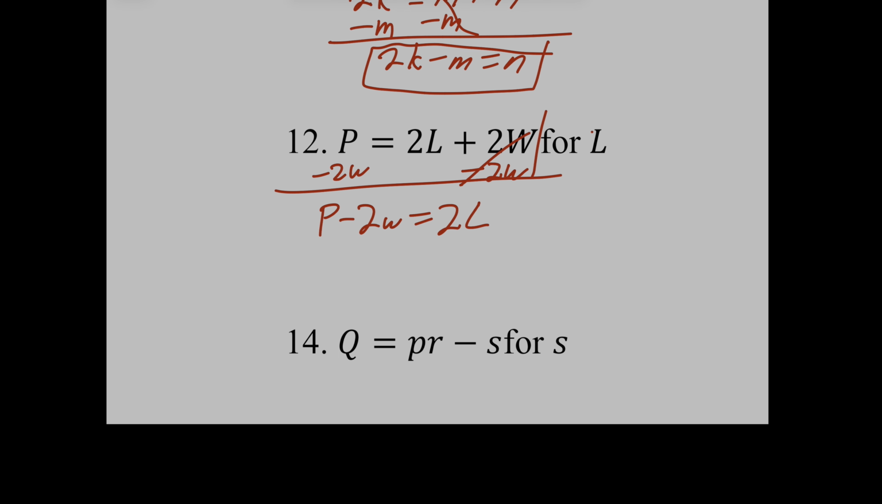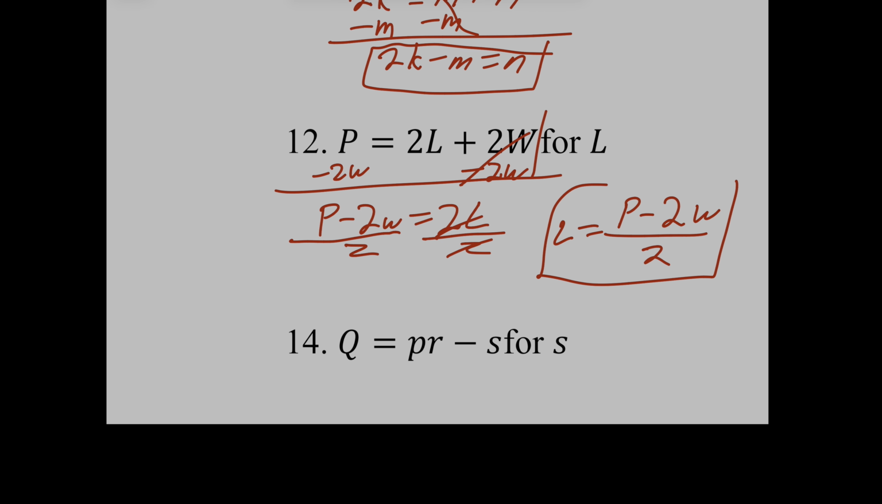Now I want to solve for L, so I have to get rid of the 2. So I divide the entire side, not just one of them, the entire side, and I'm going to get L equals P minus 2W over 2.